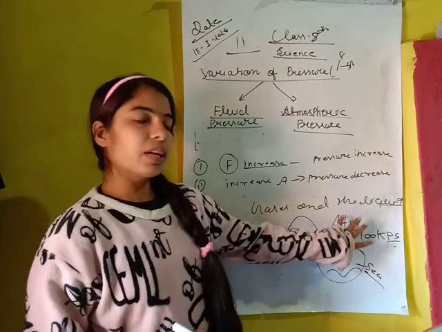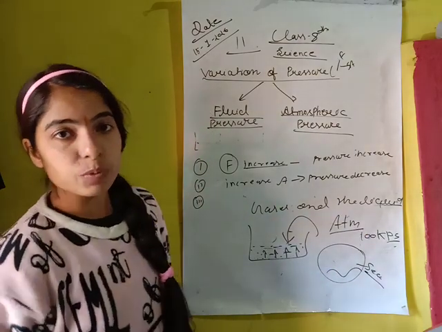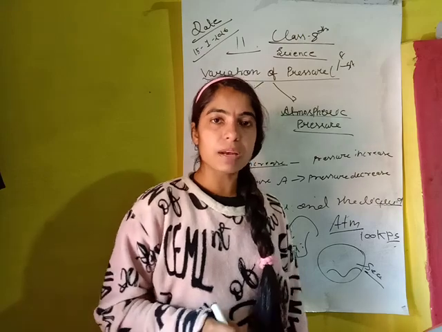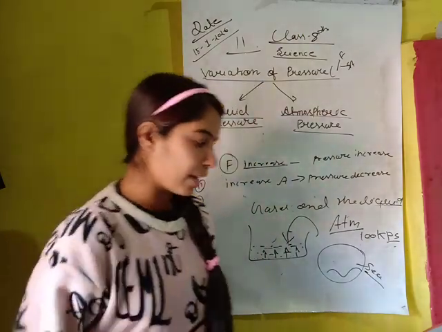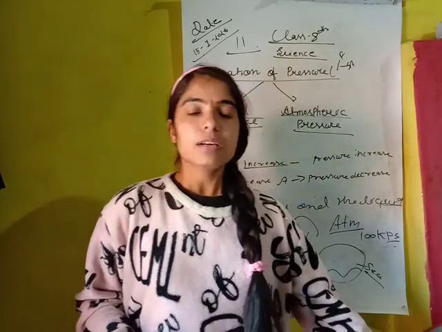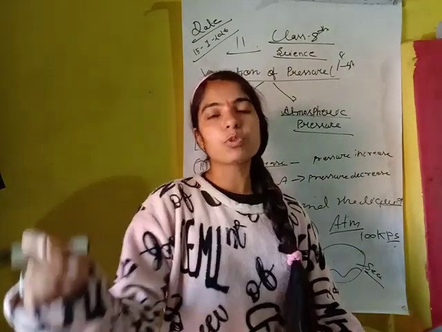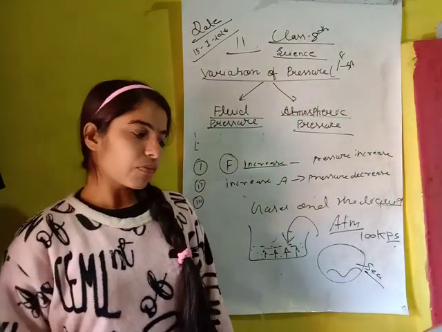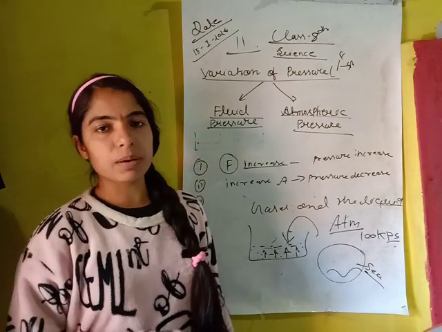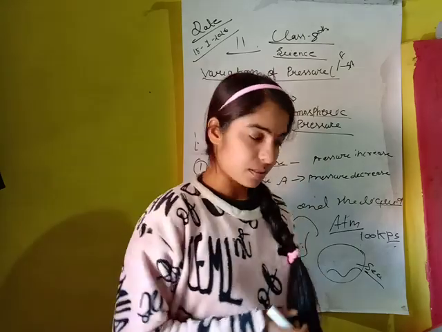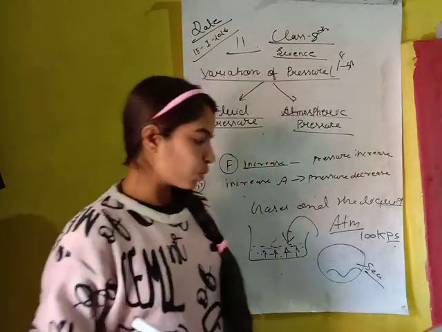Now, the atmospheric pressure is measured by an instrument. What is the name of the instrument by which atmospheric pressure is measured? The name of the instrument is the barometer. This is very important, students. You have to tick this out here, because in your exam it can be asked what is the name of the instrument by which atmospheric pressure is measured.